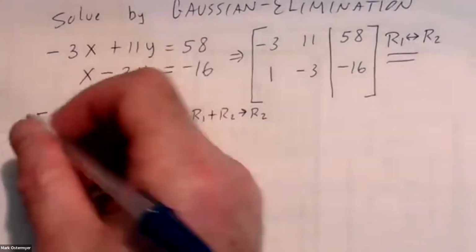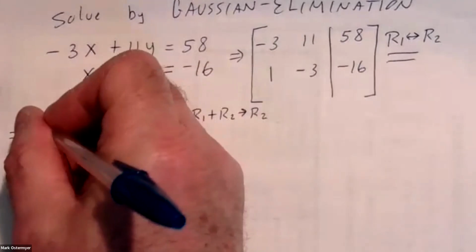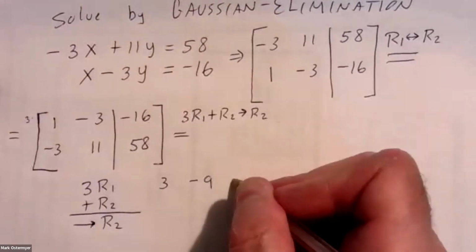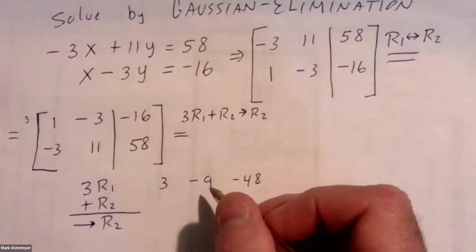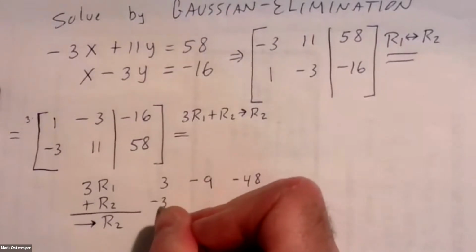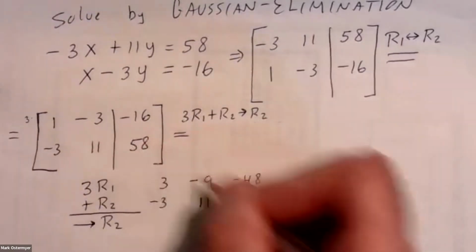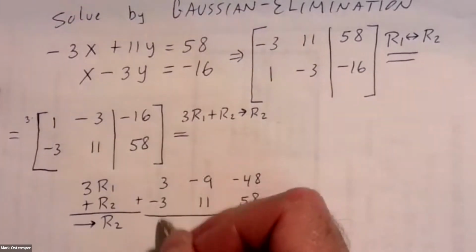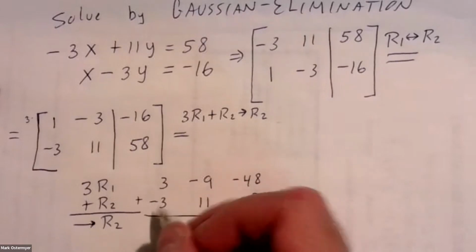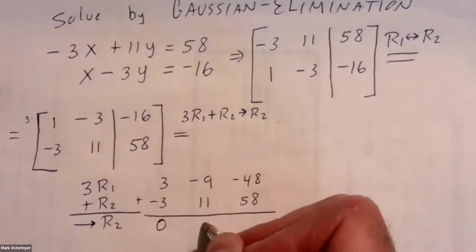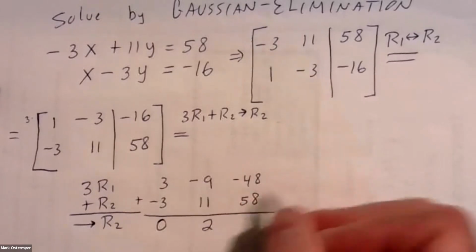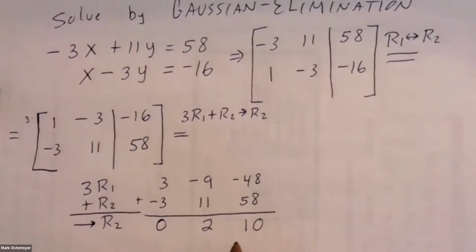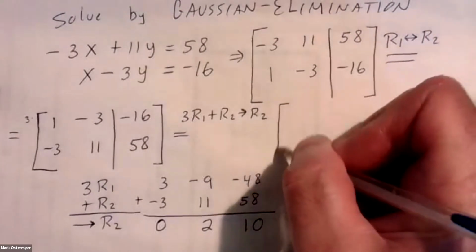So here we go. What's 3 times 1? 3. 3 times -3, -9. 3 times -16, -48. Underneath here, I slide row 2, -3, 11, 58. Add these rows together now, and we form a new row 2. The new entry is going to become a 0. Adding these together, the entry becomes 2, the next entry becomes 10. There's your brand new equivalent row 2. Let's update our matrix.